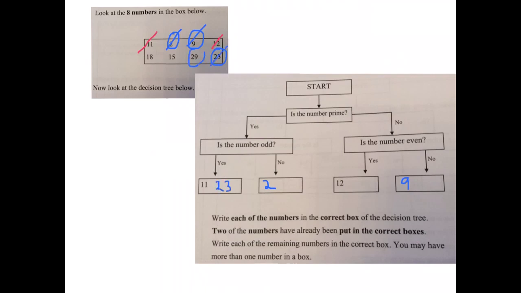Next one, 29. Is it a prime number? Yes. Is it odd? Yes. So 29 also belongs in that box. Next one, 15. Is it a prime number? No. Is it an even number? No. So 15 belongs in the same box as 9. And our last one, 18. Is it a prime number? No. Is the number even? Yes. So it belongs in the same box as 12.